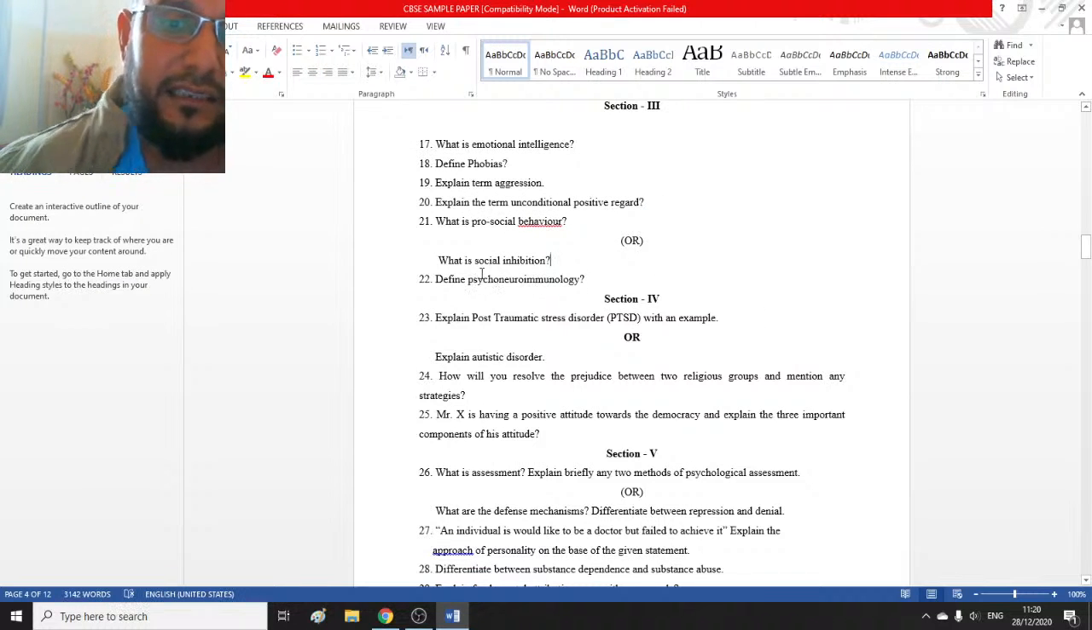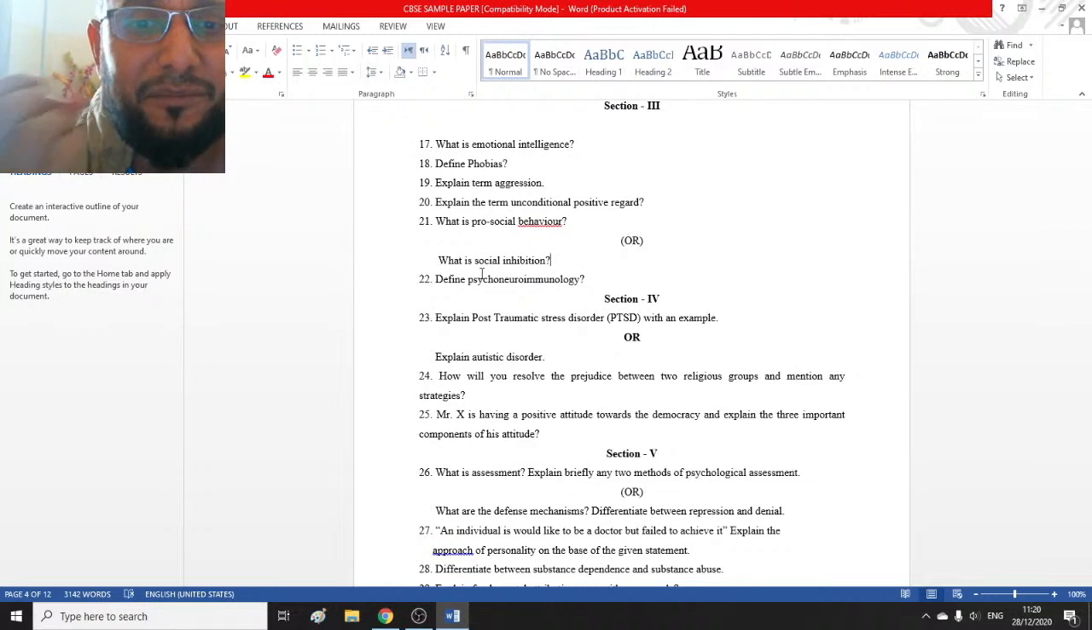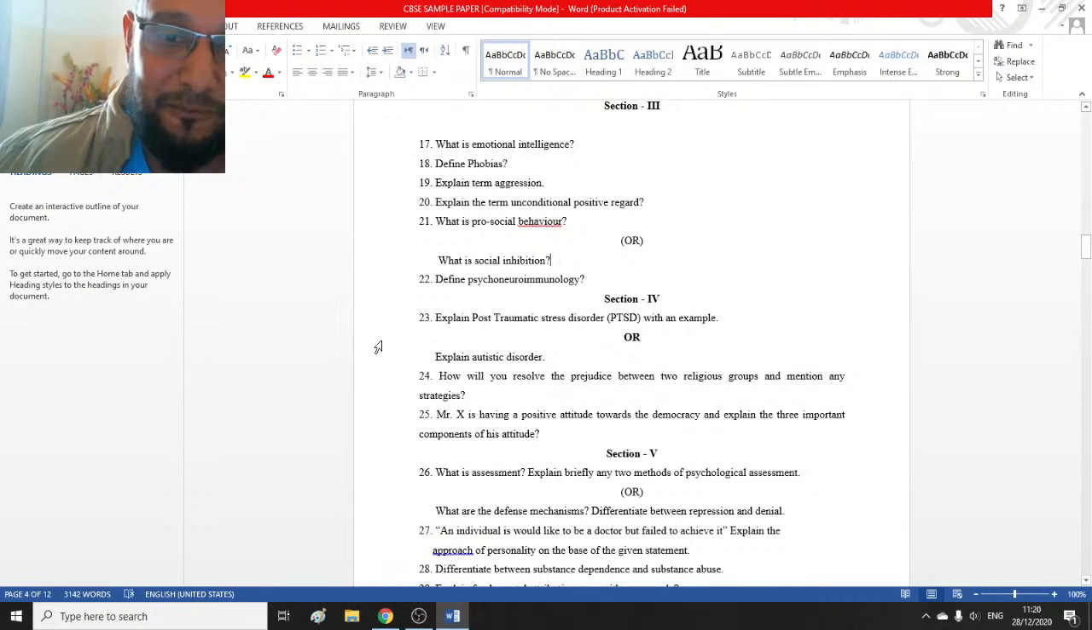Now, I kept only one internal choice for you people. As per the sample paper, there are 2, but many times they never follow their paper pattern. That's the reason. It's okay.